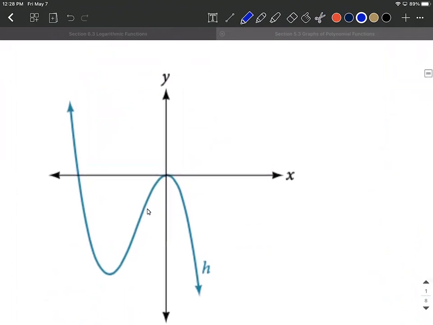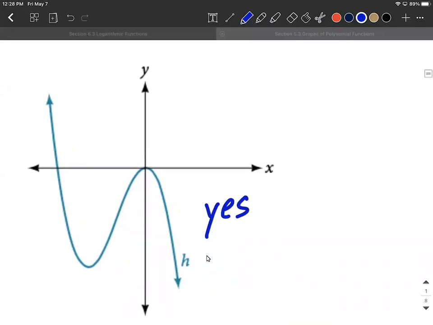All right, what about this one? Well, we have tails going both up and down. That's okay. They go to infinity or negative infinity as far as y values go. It does seem to be continuous, no gaps or breaks, and there aren't any sharp corners, so we're going to say yes. This one works out to be a polynomial function.